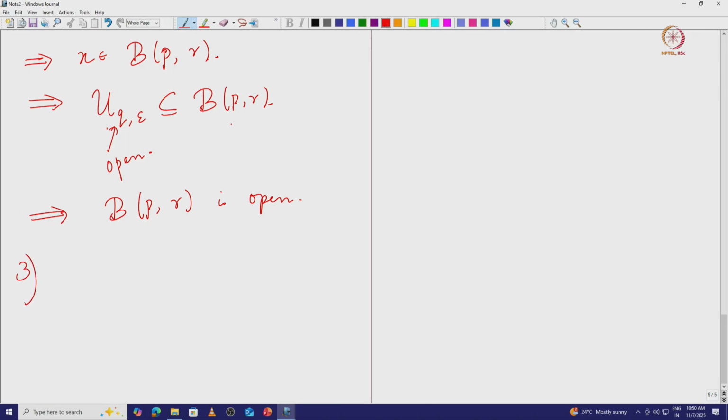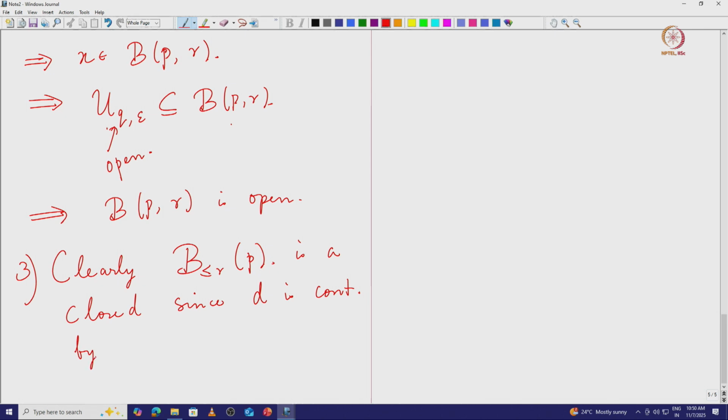Alright, now how do you prove the third part? So clearly, if you look at the set of all points whose distance function is less than or equal to R from P, then that is clearly a closed set because the distance function is continuous by the second part. So then the closure is by definition the smallest closed set containing B(P, R). So this implies that the closure is contained inside this.